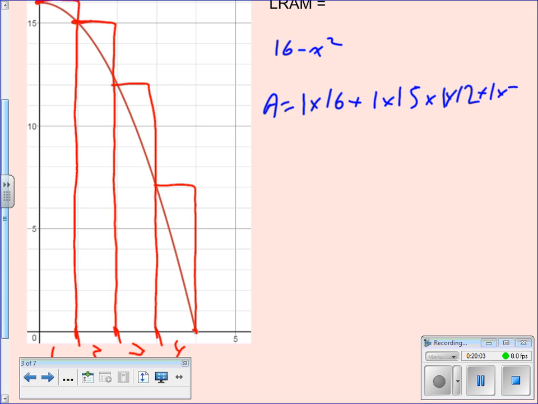Plus 1 times 7. You add them all together, and actually I should change that to LRAM. My left rectangular approximation method gives me 16 plus 15 is 31, plus 12 is 43, plus 7 is 50.